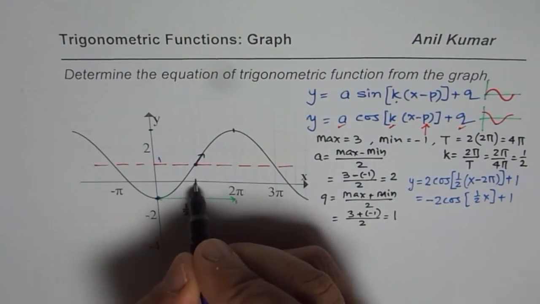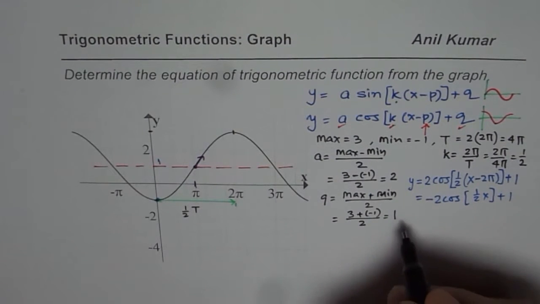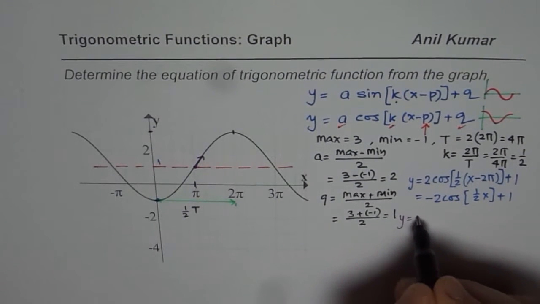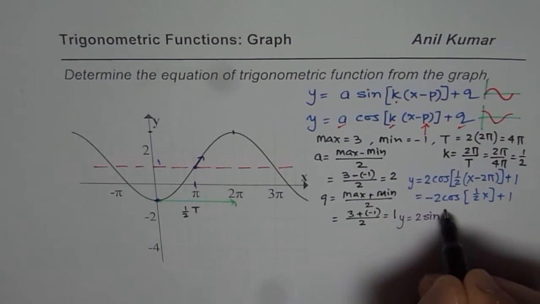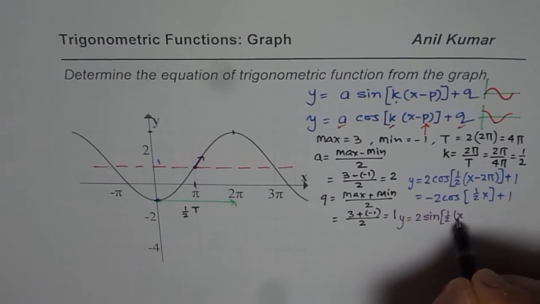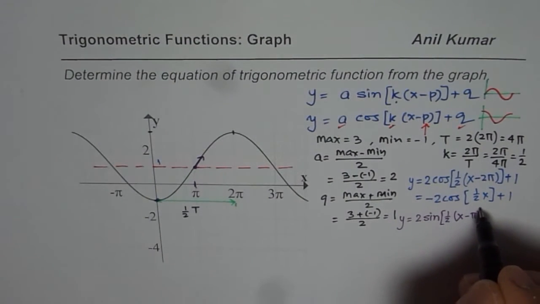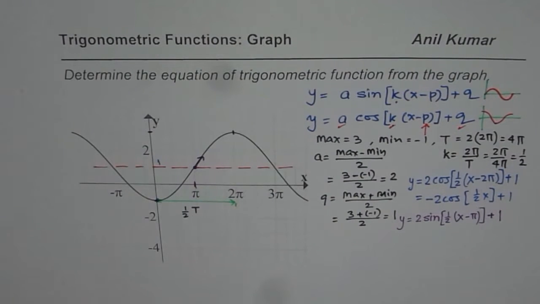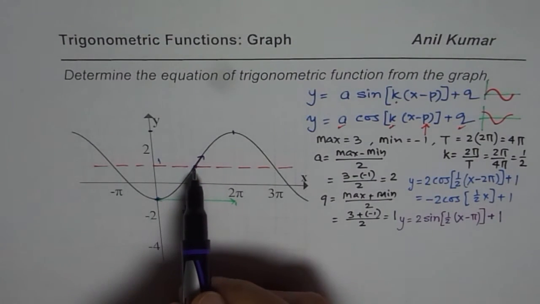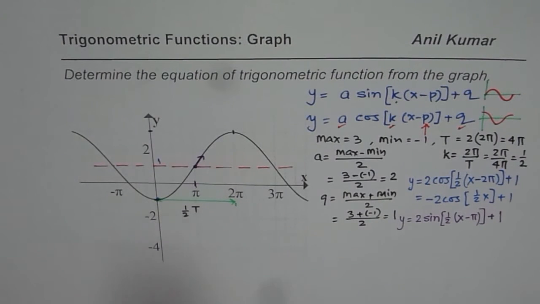So that is the point which is shifted pi units to the right. As far as the sine function is concerned, I could write this as y equals 2 sine half, rest all parameters are exactly the same, (x minus pi), since it starts after pi units, and the vertical axis shift is plus 1. So that is how you could go for sine, right? If you want to write this as a negative of sine, you could consider this point, correct? So I'm leaving that to you.